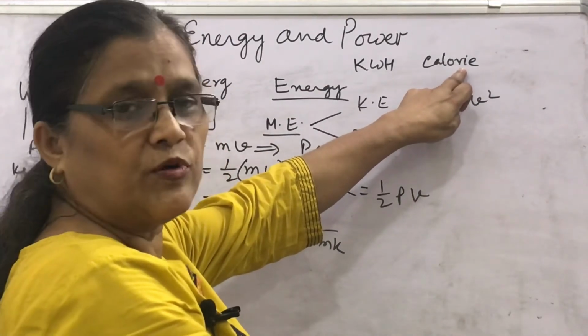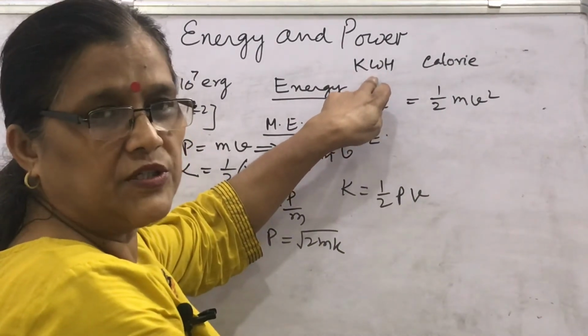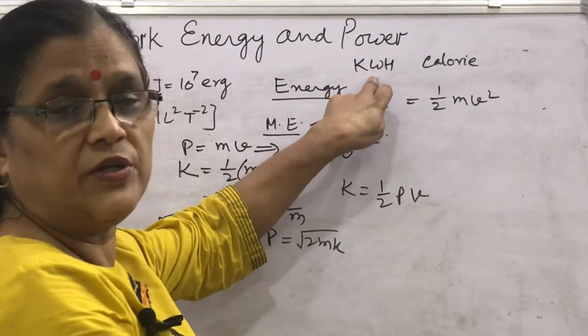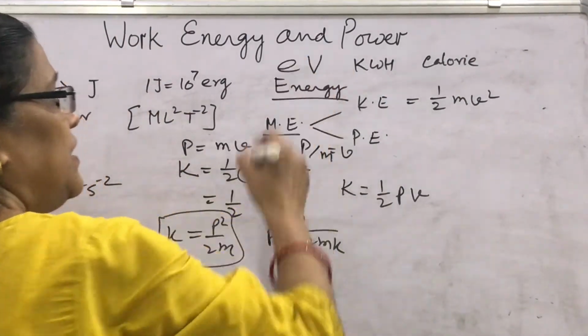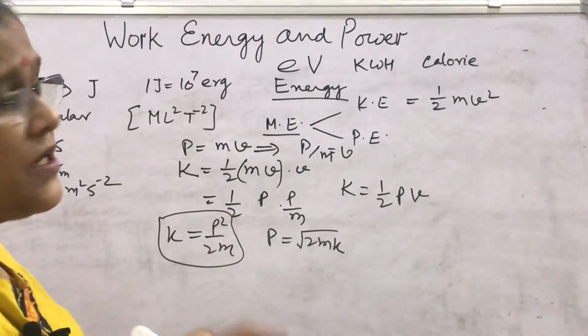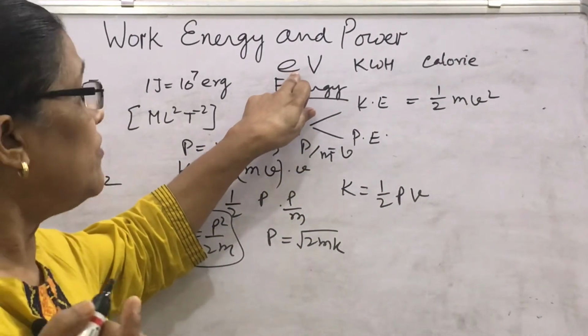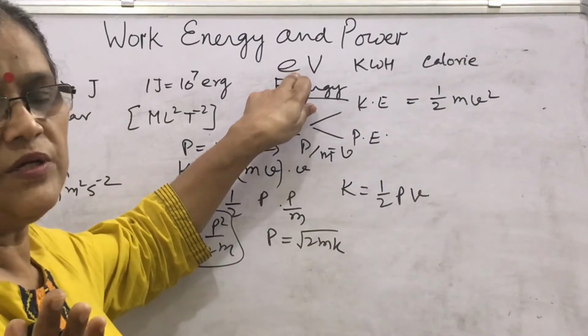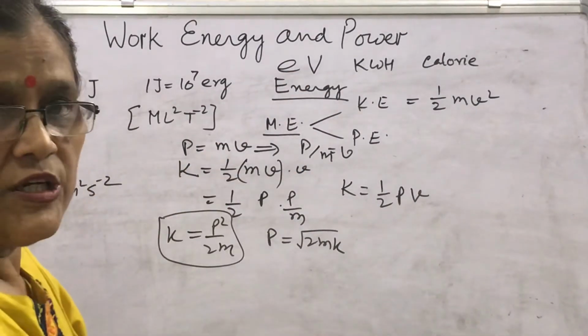1 calorie is 4.2 joule, 1 kWh is 3.6 into 10 to the power 6 joule. This is also called commercial unit. Also, this energy is measured in eV. 1 electron volt means the energy of an electron accelerated by 1 volt. Its value in joule is 1.6 into 10 to the power minus 19 joules. So this is the energy.